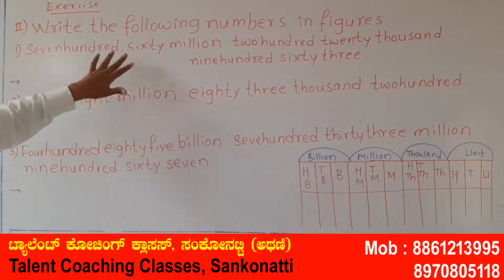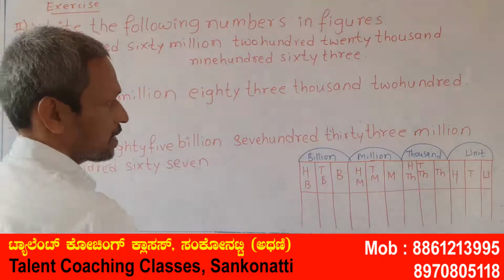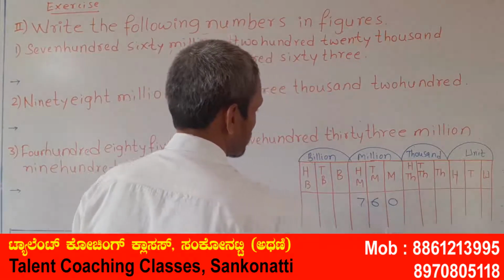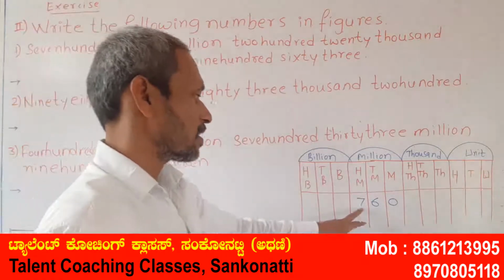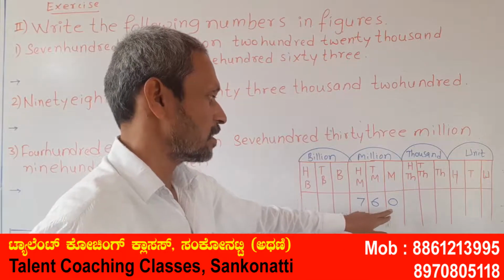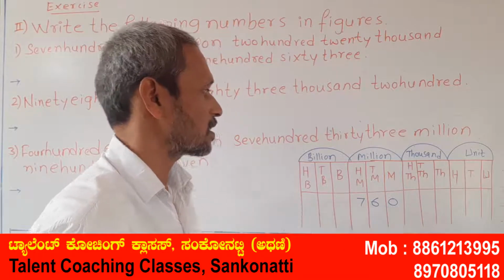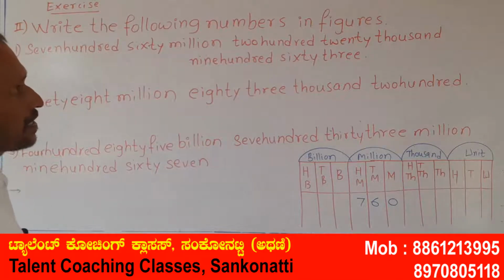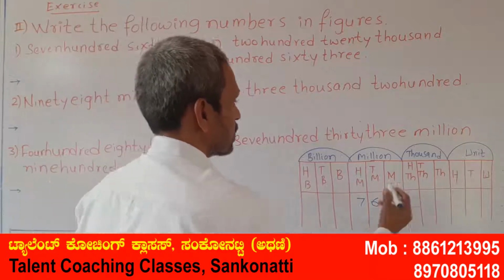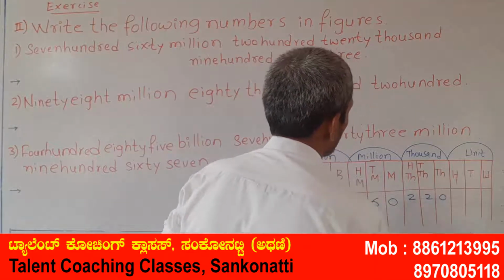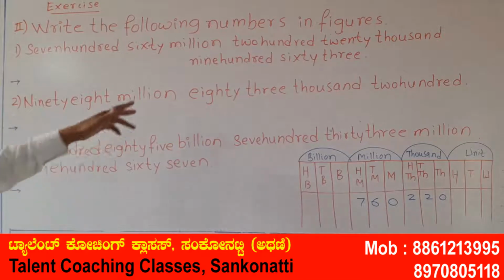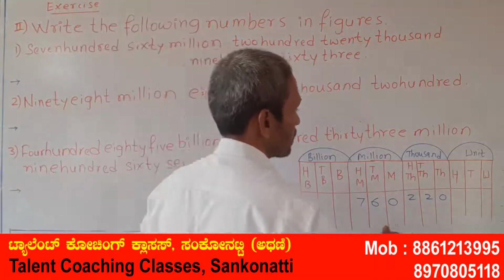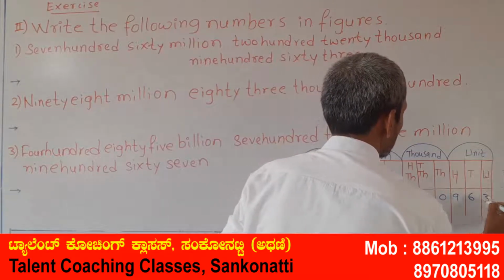See here, 760 million. Where is million here? In million, 760 will be written. 3 places are there, in each place we write unit, 10, 100. This is 760. Now, 220,000. In thousands, 220 will be written. And in the unit group, 963 we write.